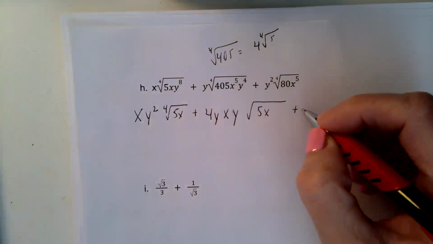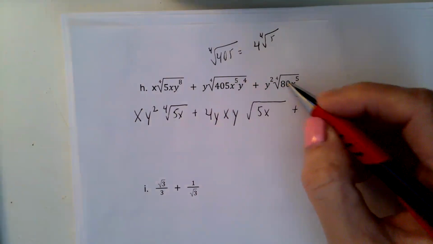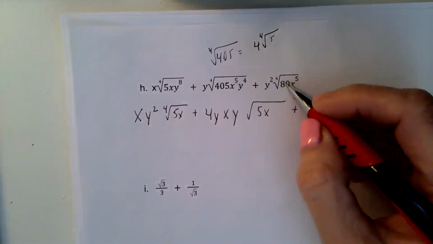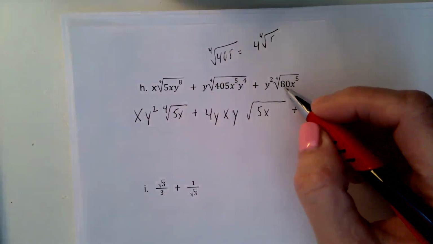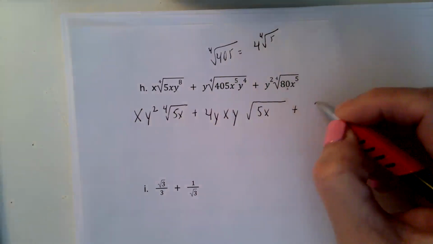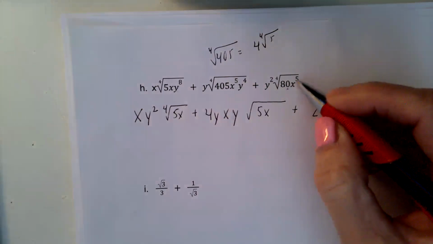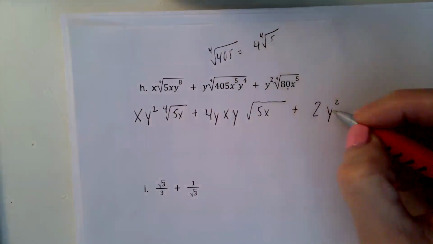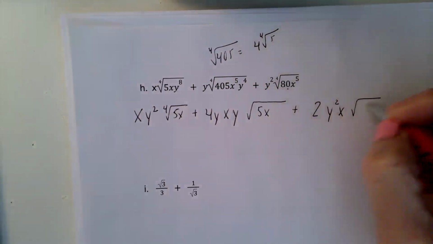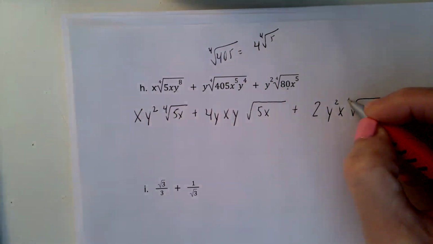Plus, then over here, 80 could be 16 times 5. And the fourth root of 16 is 2. So we have a 2 and then the y squared original, and then x to the 5 divided by 4 is an x comes out, and then we have a 5x left.